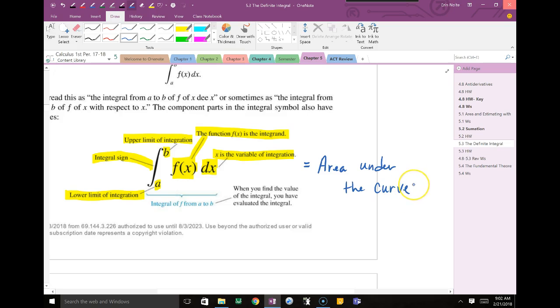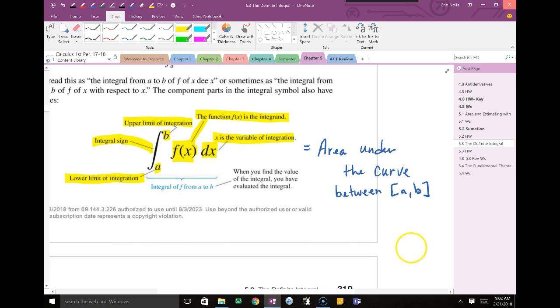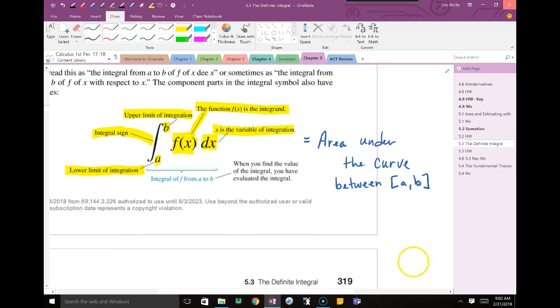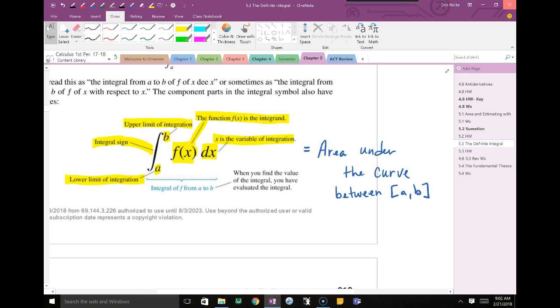Okay, and I don't know if you need to specify that it is bounded between A and C. Bounded. So you can say between the interval of A to B. Okay, so it has to be a defined region in order for us to find its area. We cannot find an infinite area. All right.